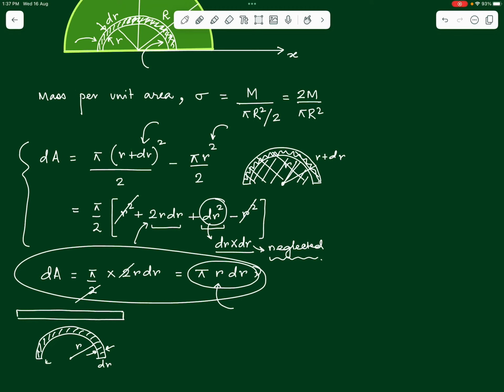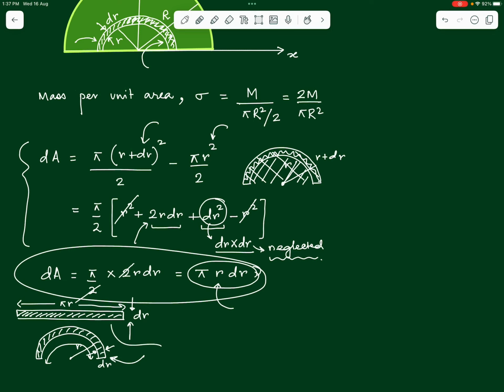If we just straighten this strip, what will be the length of this strip? By the length I mean this particular length. Do you see it's a semicircle of radius r? So its length will be pi r, whereas its thickness over here will be nothing but dr, this thickness that we have considered here. Now what we get here is a rectangular strip of length pi r and thickness dr.